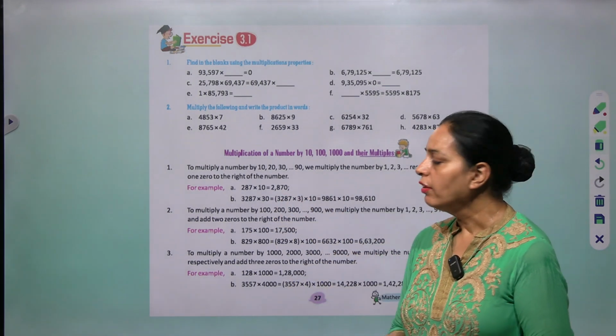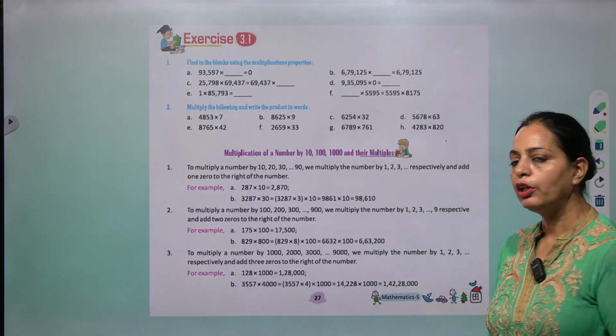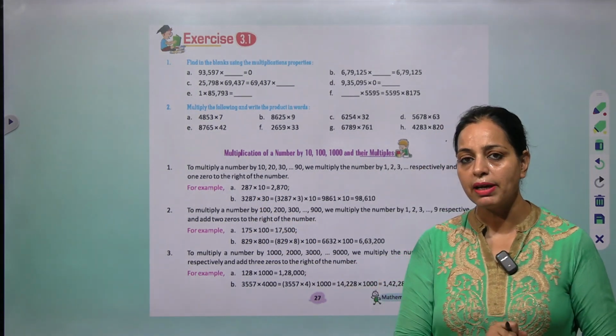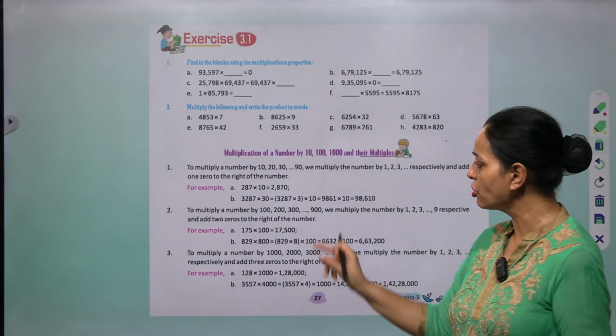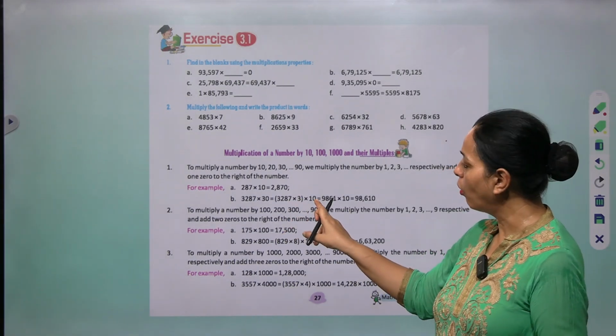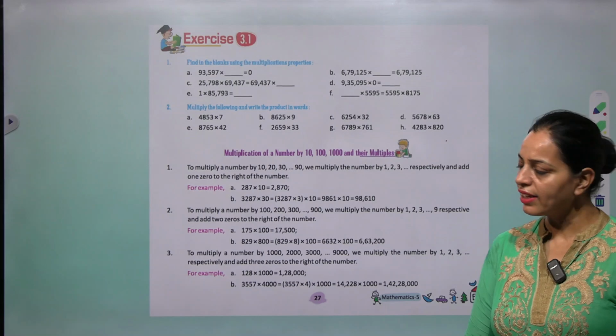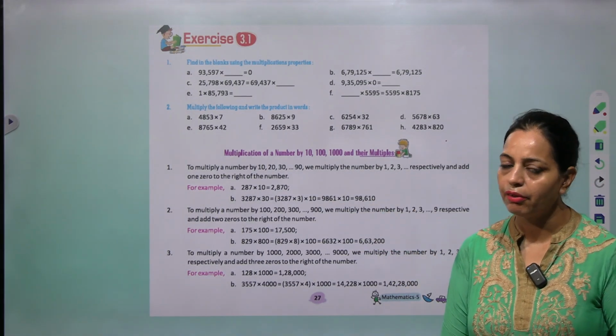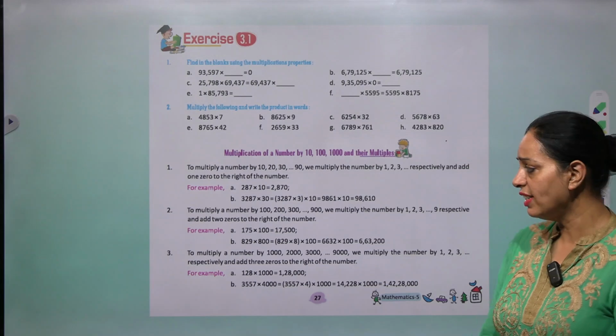See B part 3287 into 30. So what to do? इस नंबर को हम 3 से मल्टीप्लाई कर देंगे. सिंपल मल्टीप्लिकेशन. 3 से मल्टीप्लाई किया और 10 की जीरो अलग से लगा देंगे. So answer is here 98,610. Right? It's very easy.